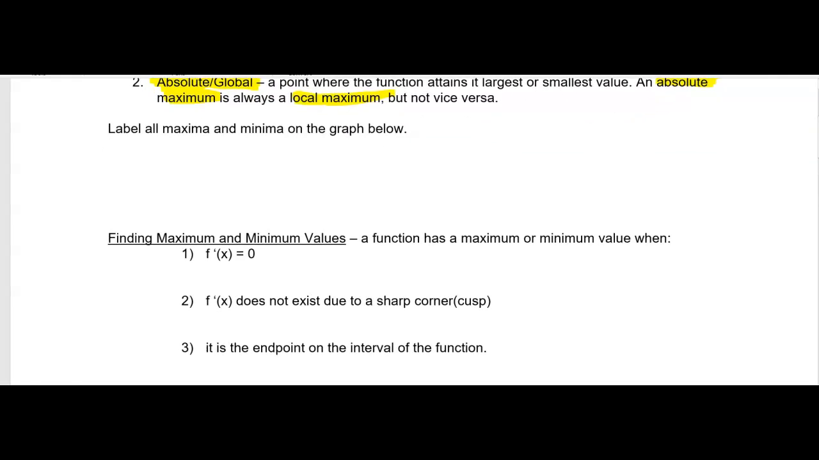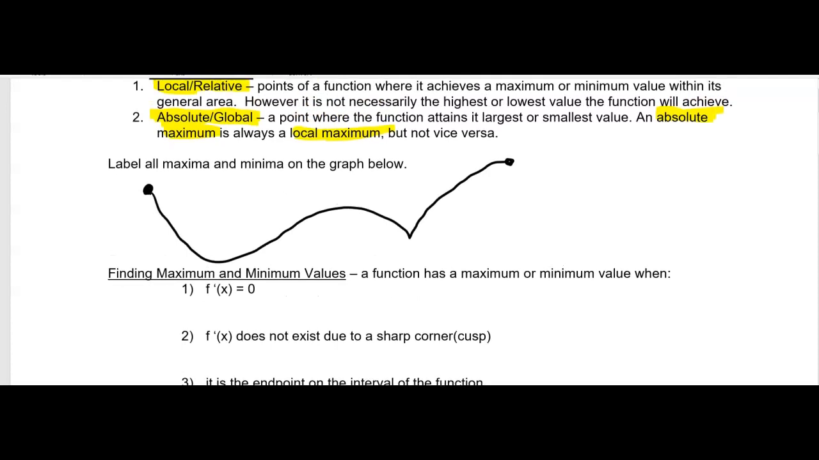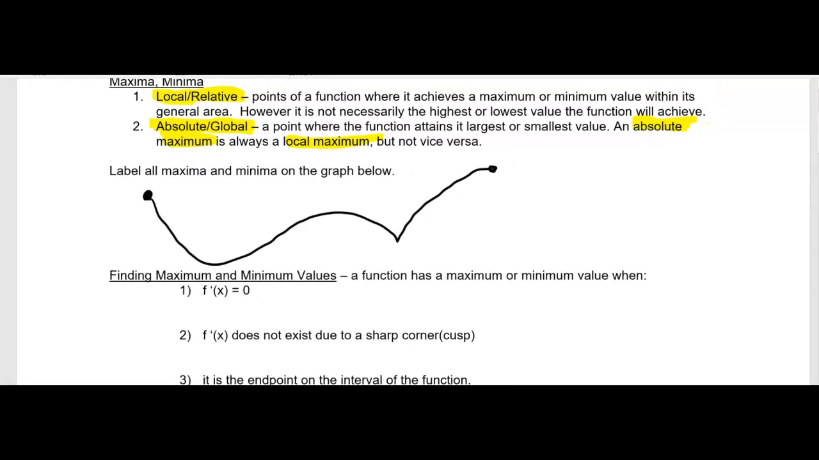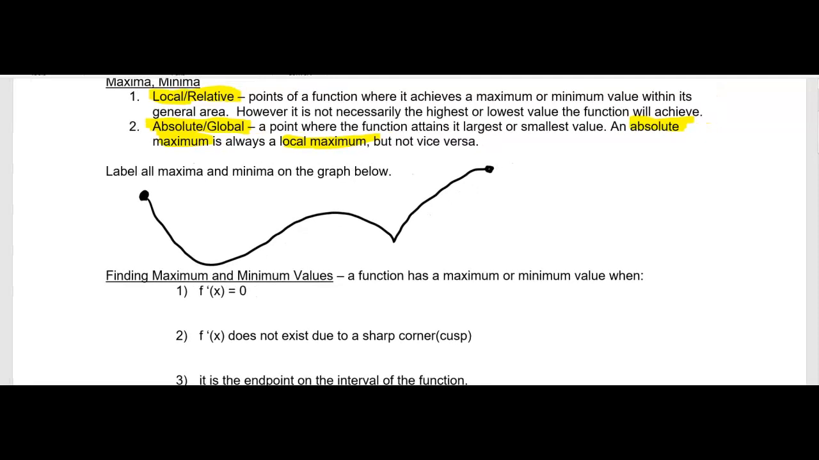So to kind of get into that idea, just make sure we understand what that's getting at. I want you to label all the maximals and minimals on the graph below, and we're just going to draw something in. So put a dot like right here, and then just sketch in a graph that kind of looks like this. And then we're just going to go around labeling our maximums and minimums, our high points and our low points, and using the correct prefix in terms of if it's a local or relative, or an absolute or a global.